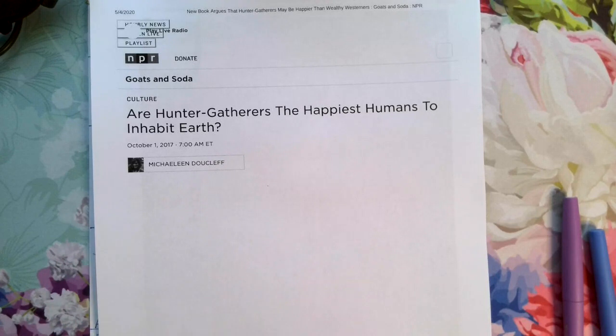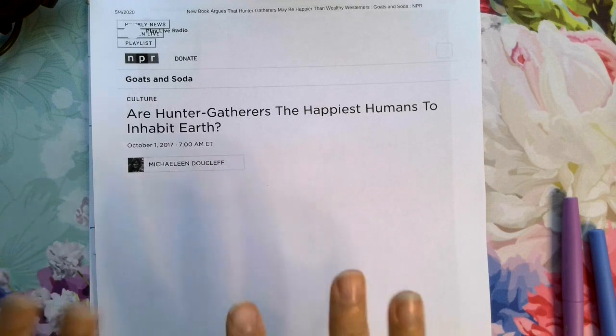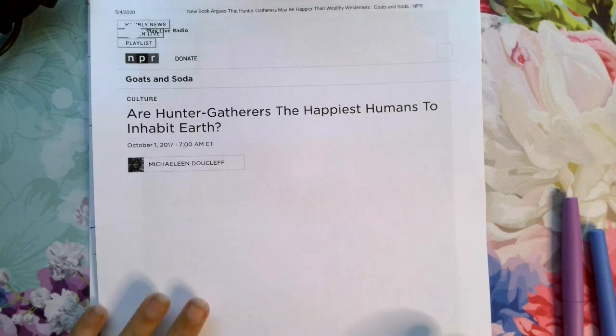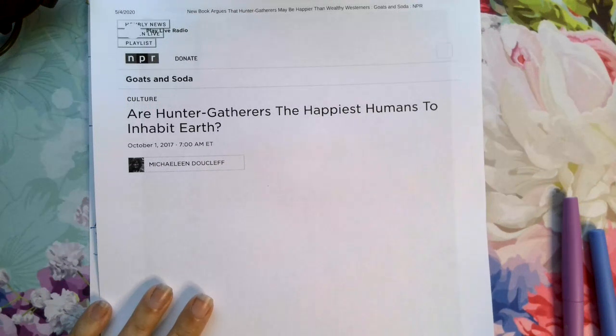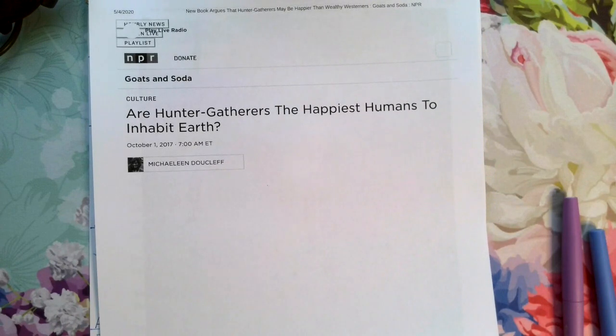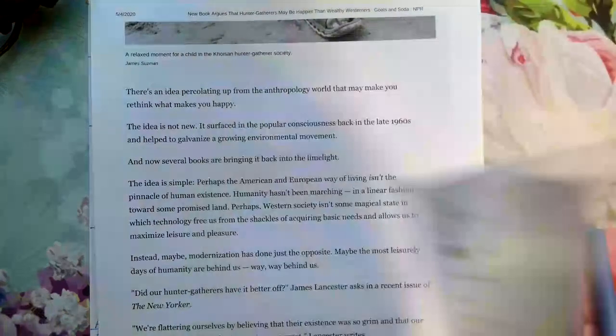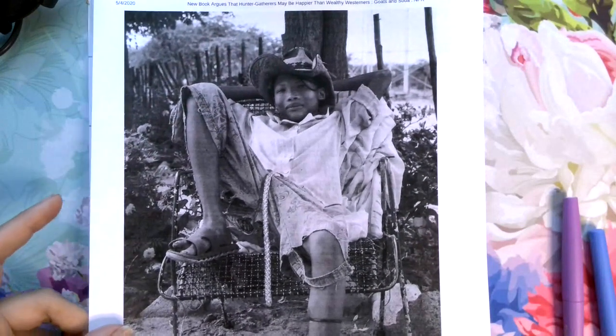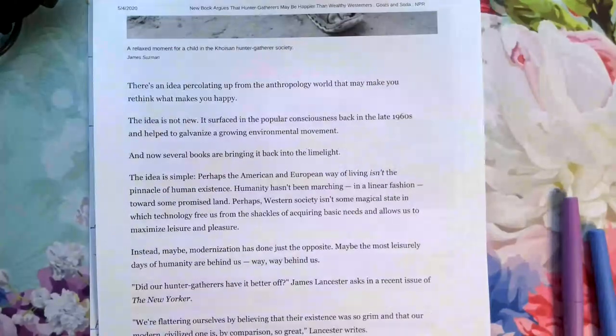But I'm using the hunter-gatherer food chain, and I'm going to use this article right here to find my evidence today. This article is from NPR, so I know it's a verified source, it's a good source, and it says, "Are hunter-gatherers the happiest humans to inhabit the Earth?" And then the article goes on to prove why the hunter-gatherer food chain makes people happier. And there's this cool picture from a tribe that the author was following.